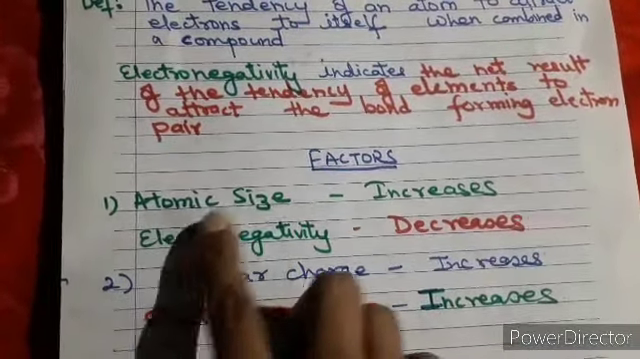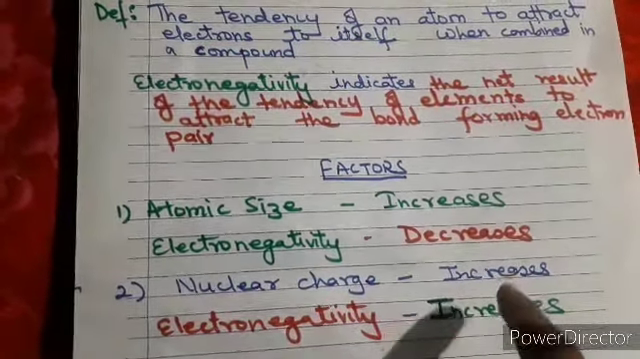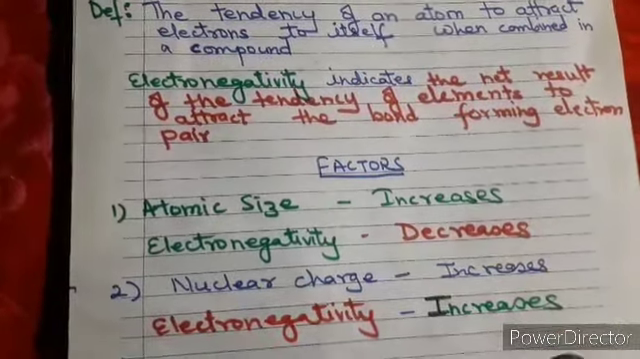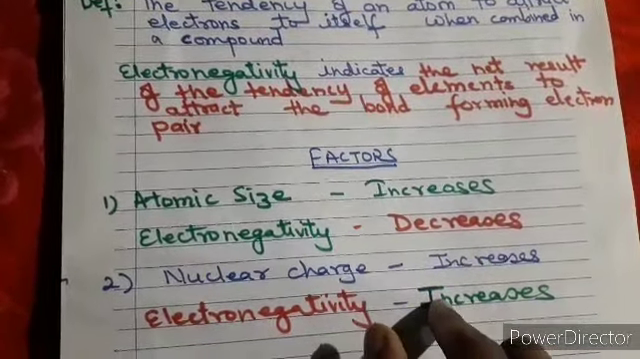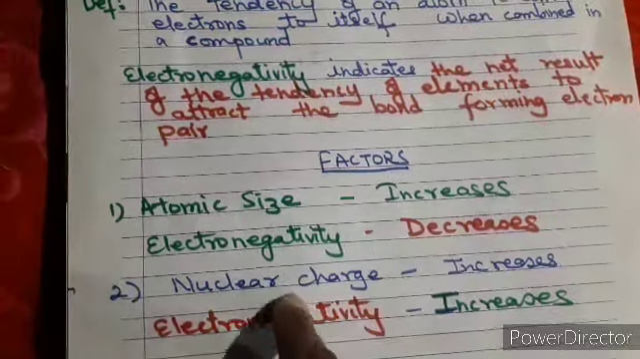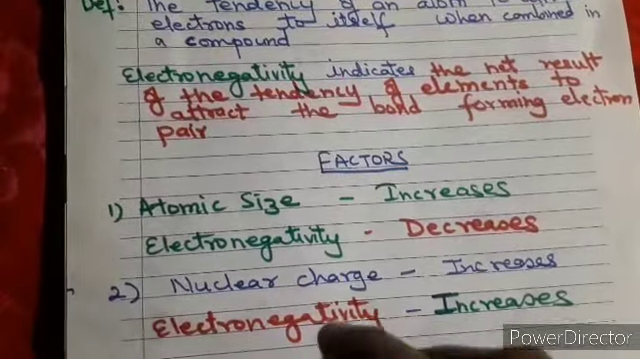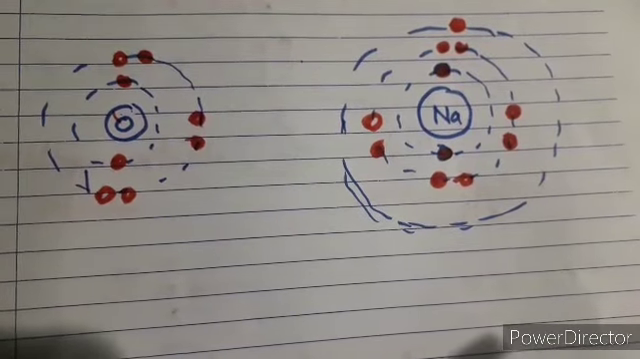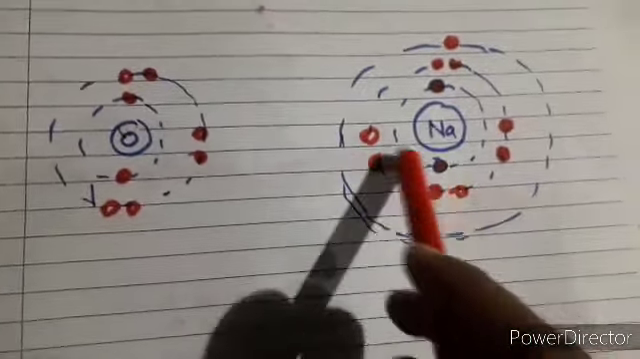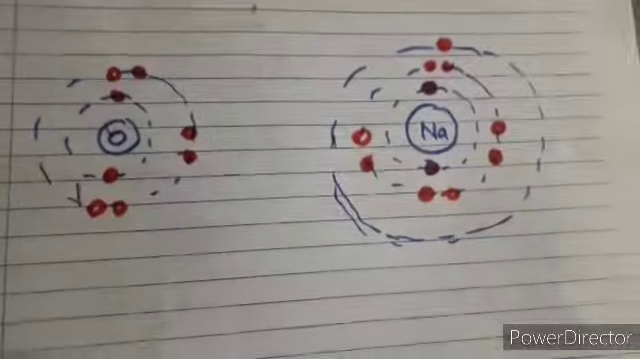Let's go for the first case. Atomic size increases, electronegativity decreases; nuclear charge increases, electronegativity increases. Now we'll see why these things are happening, or what the reason is behind these results in electronegativities when we talk about atomic size or nuclear charge. We will take one at a time so that we can understand why this happens. Now I have made the structures for the atoms of oxygen and sodium. In the case of sodium the atomic size is big, bigger than the oxygen atom, and you can see the electronegativity over here decreases.